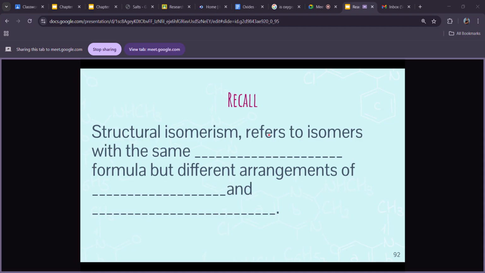Okay. So structural isomerism refers to isomers with the same molecular formula but different arrangements of what? So we could just have different structural arrangements, or different arrangements of bonds and atoms. That is structural isomerism.